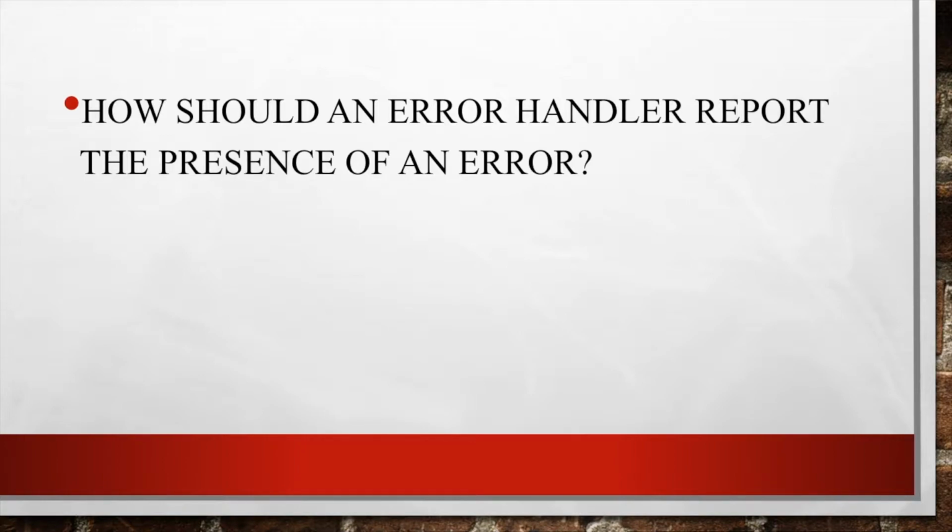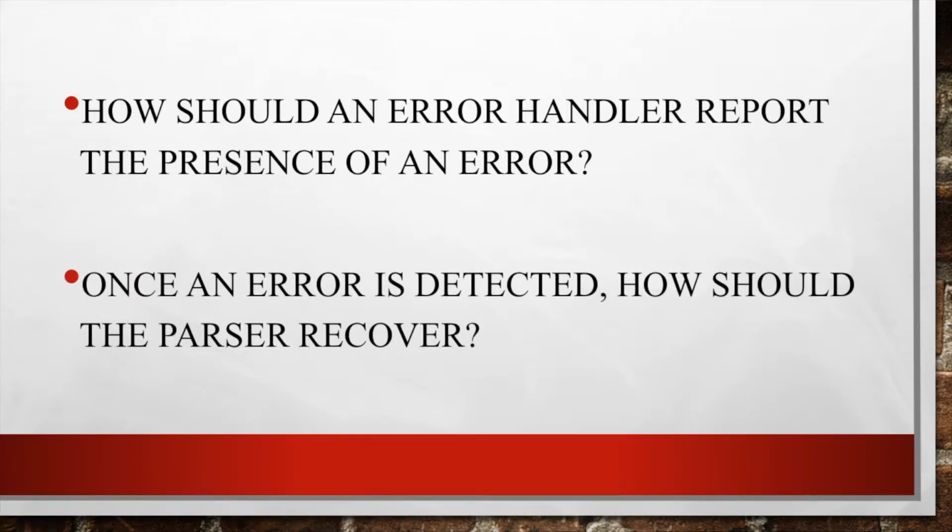Here are a few questions that might help you understand how error handling works. First, how should an error handler report the presence of an error? At the very least, it should report the place in the source program where an error is detected, because there is a good chance that the actual error occurred in the previous few tokens. Next, once an error is detected, how should the parser recover? As we shall see, there are a number of general strategies, but no one clearly dominates. In most cases, it is not adequate for the parser to quit after detecting the first error.